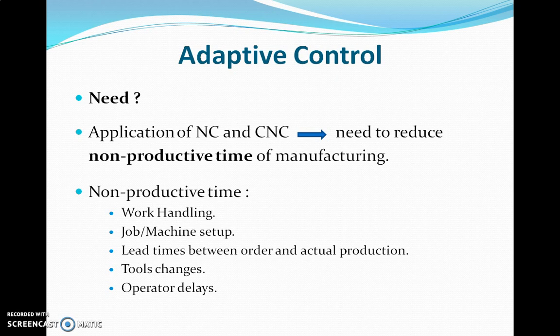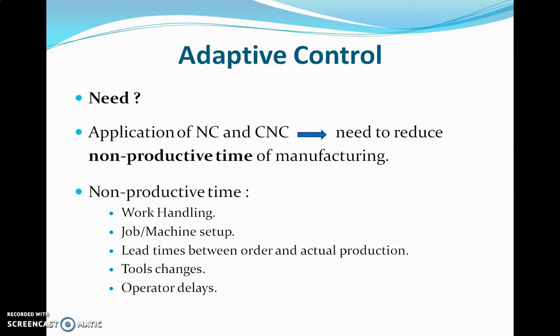Before we actually want to know what is adaptive control, let us try to understand what is the need of adaptive control. See, NC and CNC machines, which are very high profile automated machines, are basically used to reduce the non-productive time in manufacturing. In conventional machines, the challenge is to reduce the non-productive time as well as the machining time. So there are two factors. One is non-productive time and the second one is the machining time.